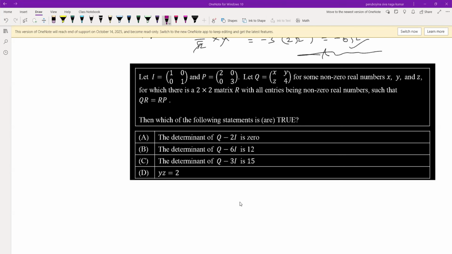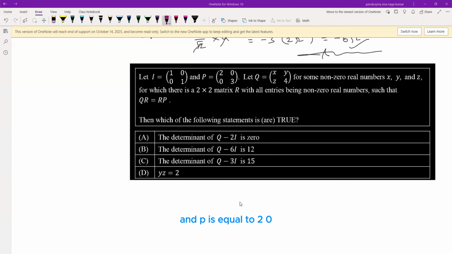Hello, good morning. Take a look at this advanced problem 2025. Here they are saying, and of course, this problem was from matrices. It's a very simple question. So let I is equal to [[1,0],[0,1]]. Of course, it is an identity matrix.